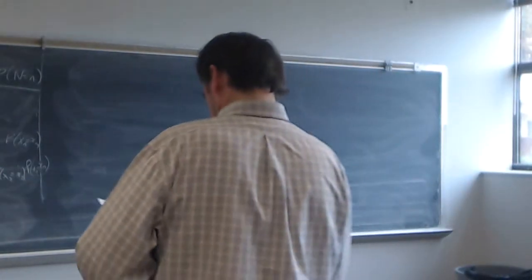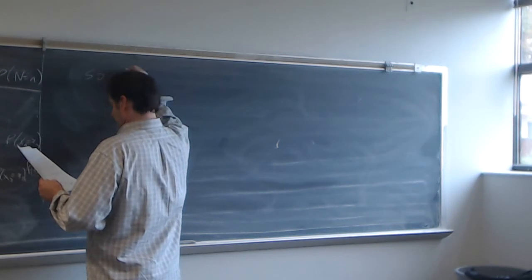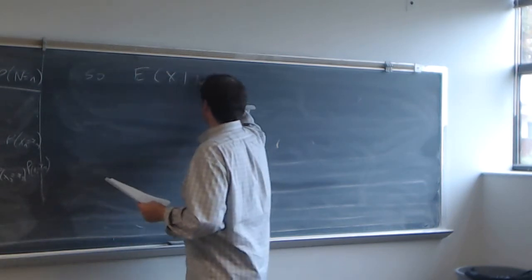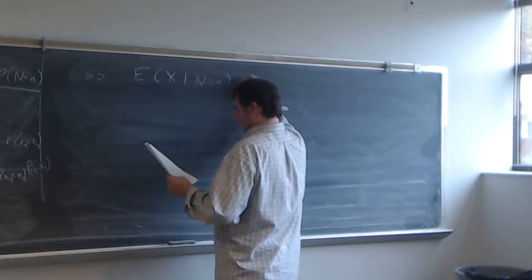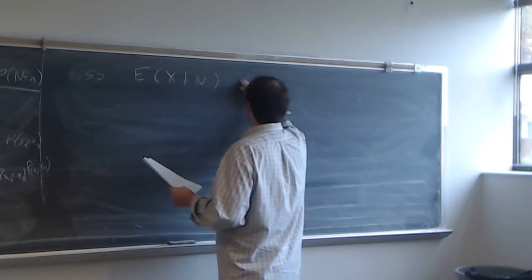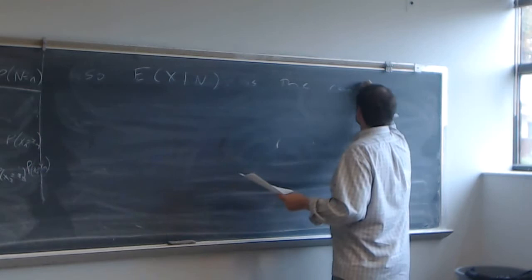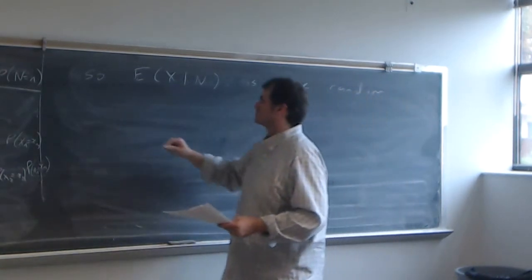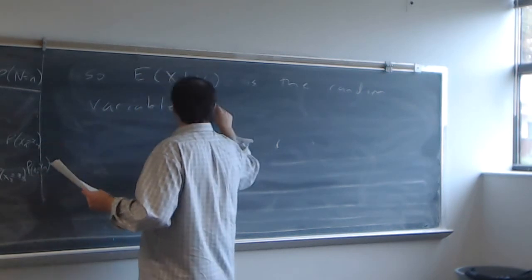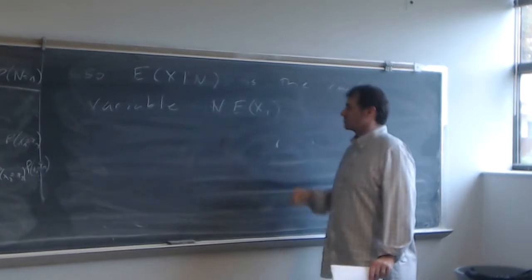So what we've just shown is that the conditional expectation of X given N, okay, is, well, let's just put it like this, the random variable N times the expected value of X1. So it's whatever N is.